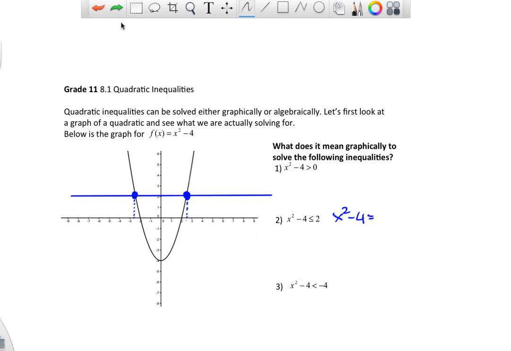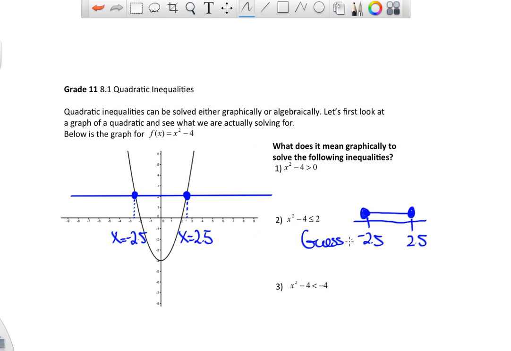For right now, the best answer that I can give you is somewhere between 2 and 3, and a negative 2 and a negative 3. I'm going to guess that maybe this point here was 2.5, and that's a guess, and this one would be at a negative 2.5. If those numbers are fairly accurate, then it would be a negative 2.5, positive 2.5, closed circle here, closed circle there, and then we connect it. But keep in mind that these numbers are guesses.